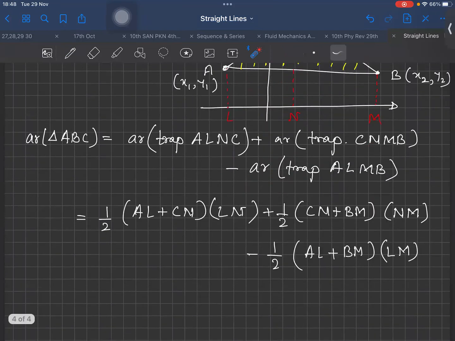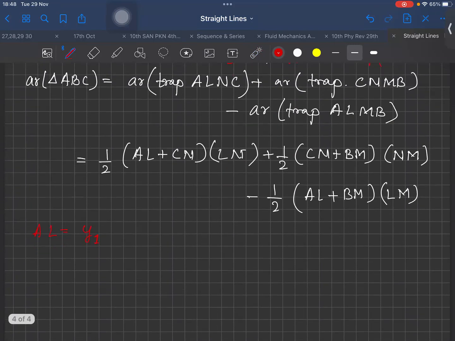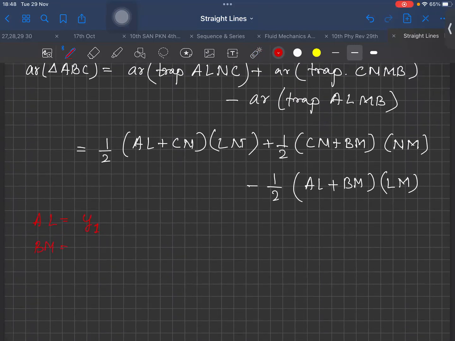So that's why we are using these coordinates. Let's write down AL. AL will be what? Y1. Just check. You have drawn, no? AL is equal to Y1. BM is equal to how much? Y2. CN is equal to how much? Y3. Right? Now LN is equal to ON minus OL. Check.